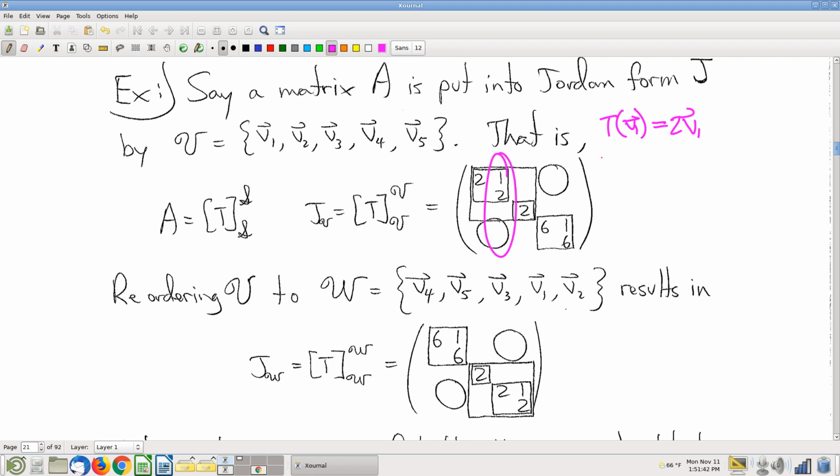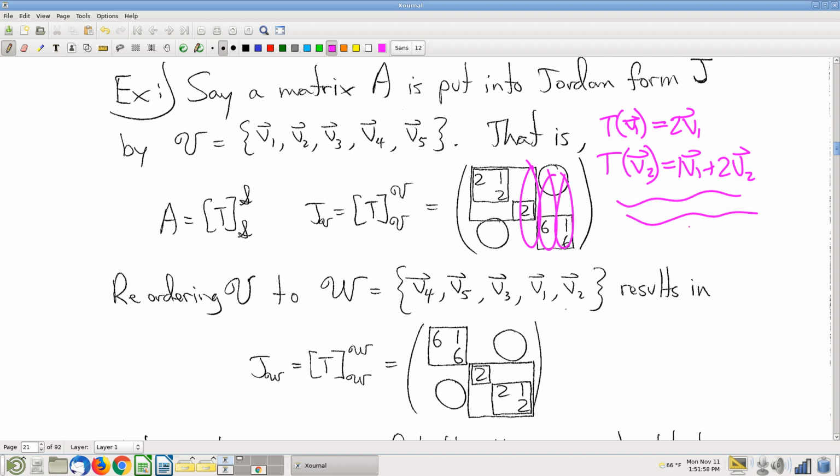This tells me T of V2 is equal to 1V1 plus 2V2. And now let me just say dot, dot, dot. I could look at the remaining 3 columns, and that's going to give me another 3 equations. Okay, is everybody on board so far?